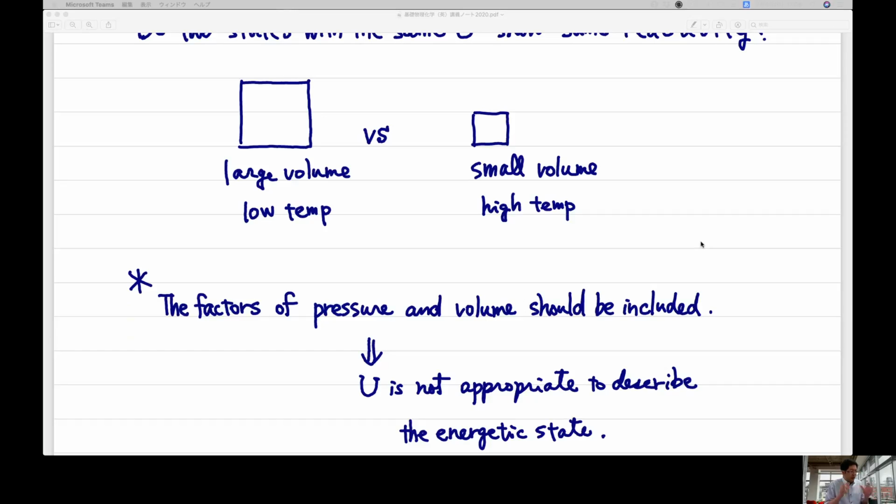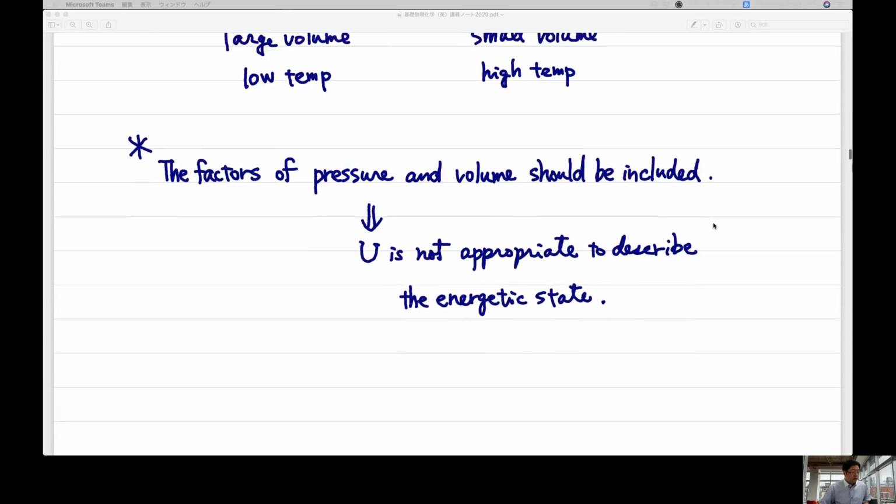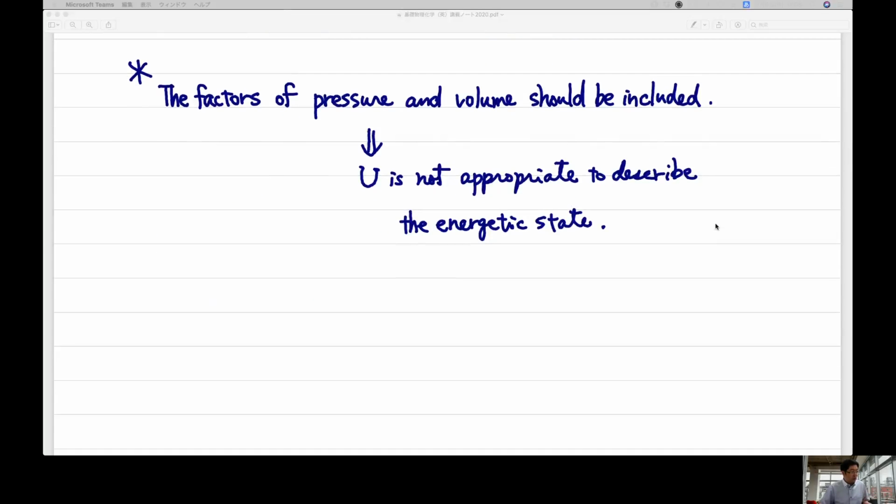Such a value should include the factors of pressure and volume. Internal energy is not appropriate to describe the energetic state. This is one of the important issues for us. And in the next video, we want to discuss some other kind of expression of the energetic state by the use of pressure and volume.